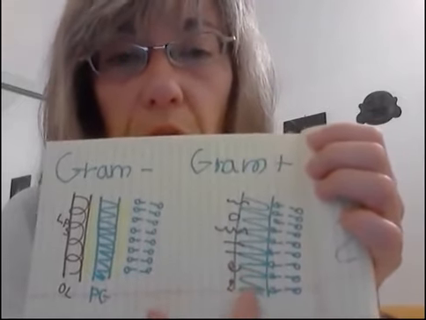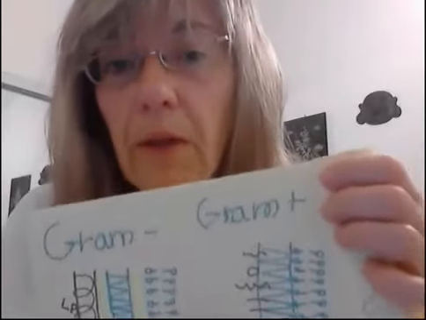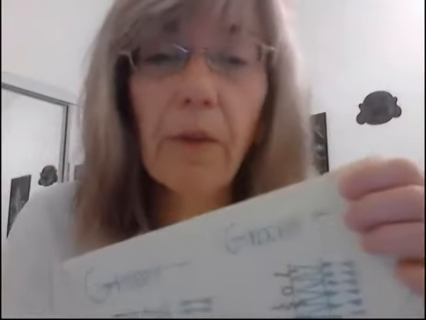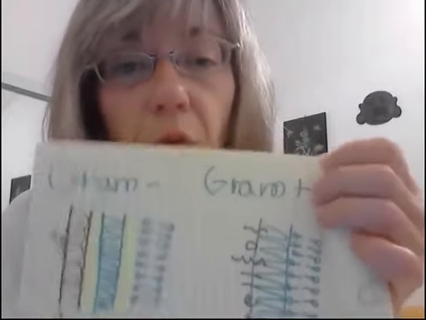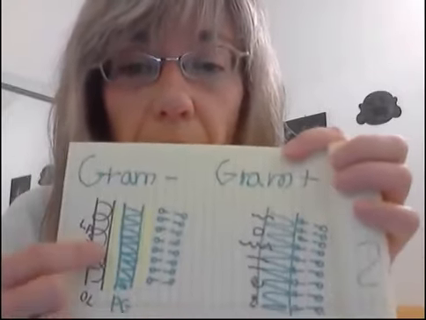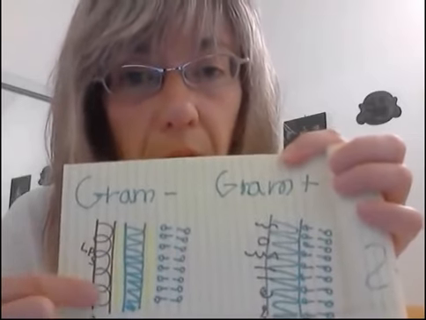Also, there are certain components in the gram-positive cell wall or peptidoglycan layer that are not present in the gram-negative, such as the teichoic acid and so on. Then we have the presence of the outer layer in the gram-negative.